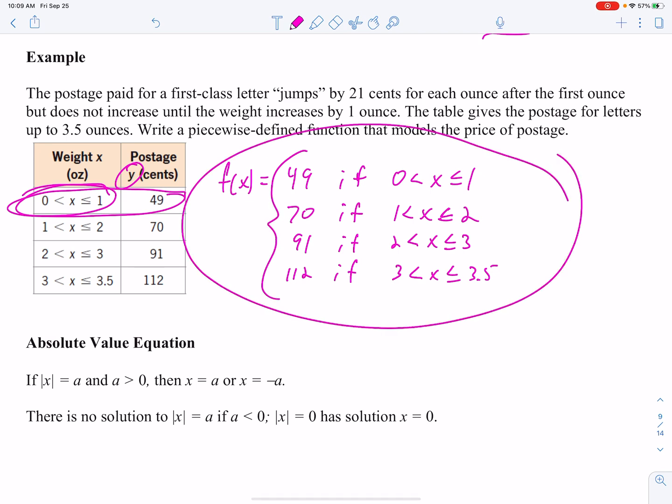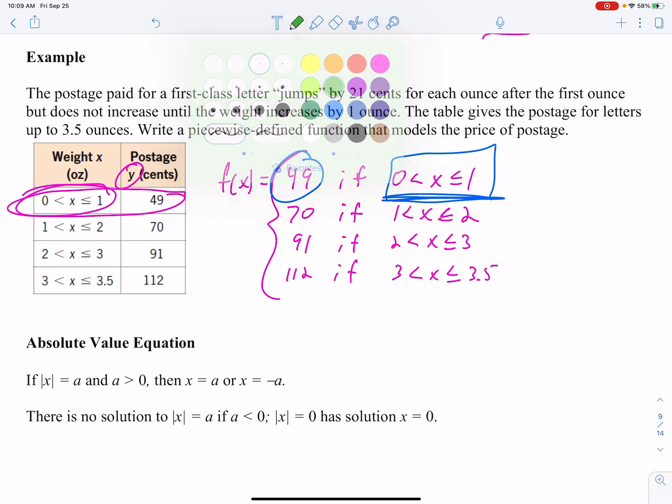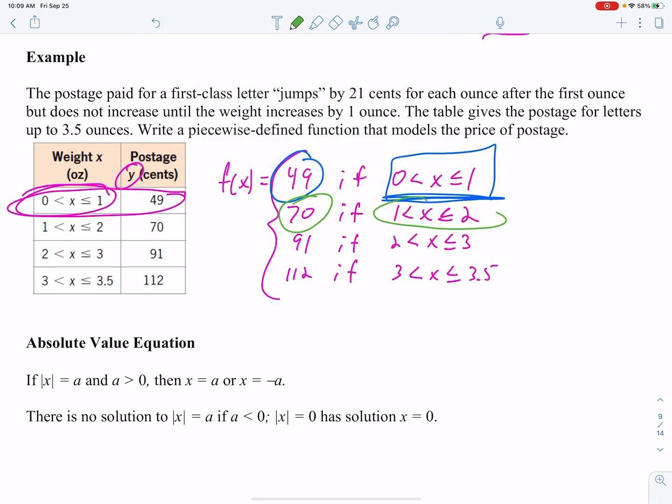That whole thing is a piecewise defined function because what they're telling you is it's 49 cents on this domain, on that set of x values right there. Okay, and then it's 70 cents if your x is on this interval of x values, etc. down the list. All right.